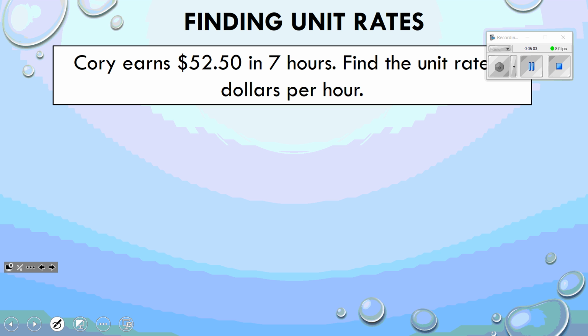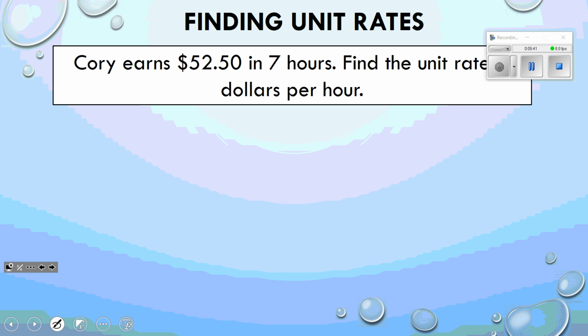Okay, finding unit rate again. Unit rate means we want to find how much it was for 1 hour. If you look up here, it says Corey earns $52.50 in 7 hours. Unit rate means how much did he make per hour, in 1 hour. Okay, so again, anytime money is involved, money is going to be on top. If they had reworded this and said, in 7 hours, Corey earned $52.50, the money has to be on the top. Otherwise, you have on top whatever they mention first, but the money always has to go on top.